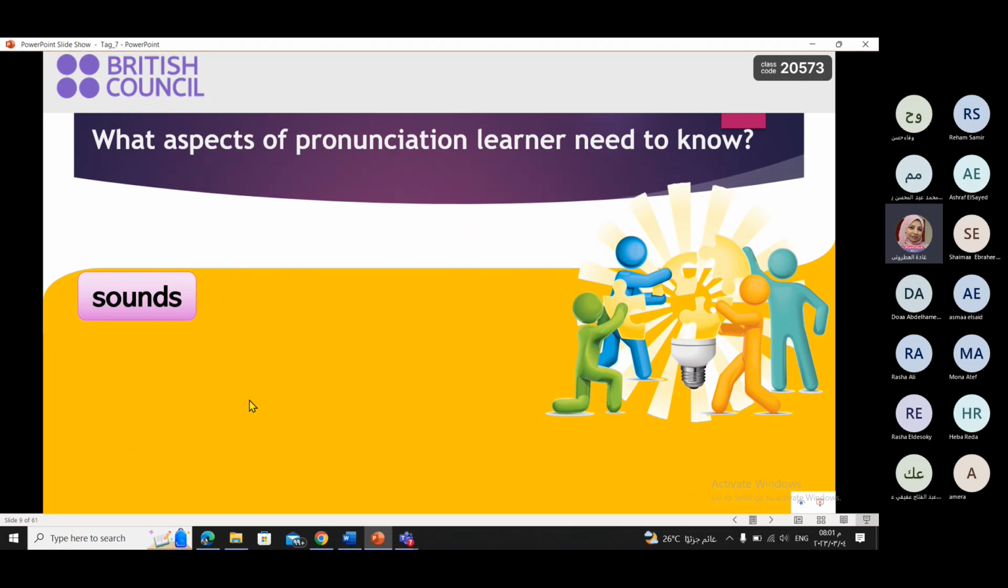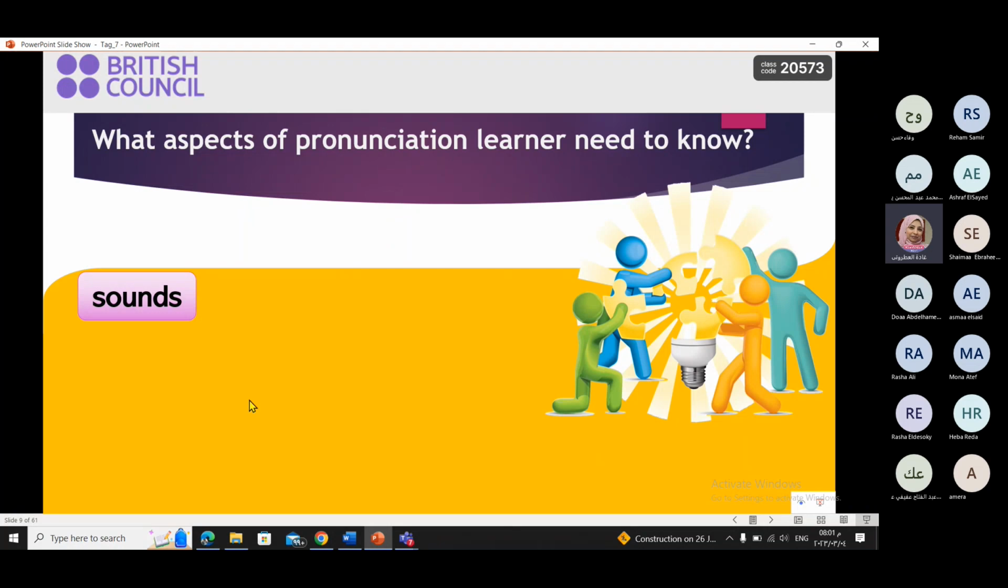Are sounds different from letters? Let me ask you, are sounds different from letters? How many letters are there in the English alphabet? And how many sounds are there in the English phonemic alphabet? Let me call it like this. How many letters are there in the English alphabet? Do you know? 26. Yes, maybe 26.